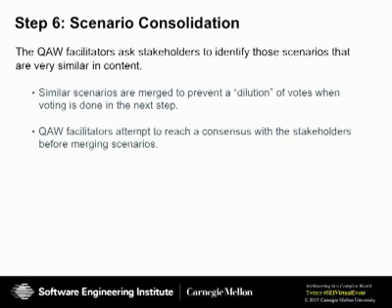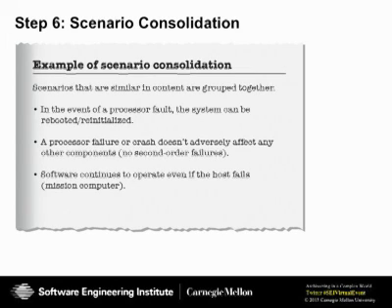That's actually step 7. So here's an example of some scenarios that maybe should be consolidated. In the event of a processor fault, the system can be rebooted, reinitialized. Second scenario is a processor failure or crash doesn't adversely affect any other components. The third scenario, software continues to operate even if the host fails. So stakeholders might identify these as being really saying the same thing, and suggest that maybe they be consolidated. So we open the room up for discussion, and we say, well, what does everybody else think?